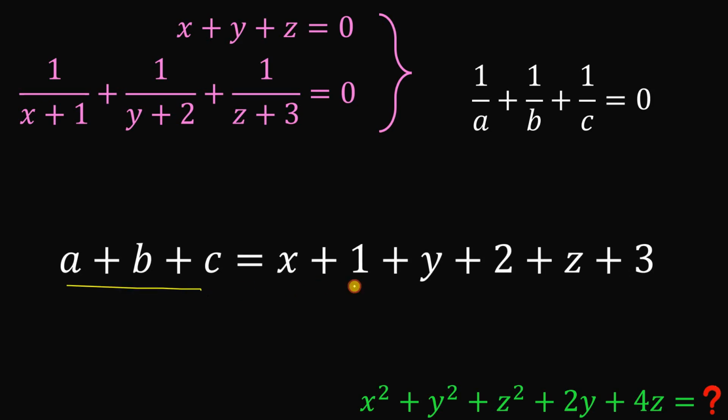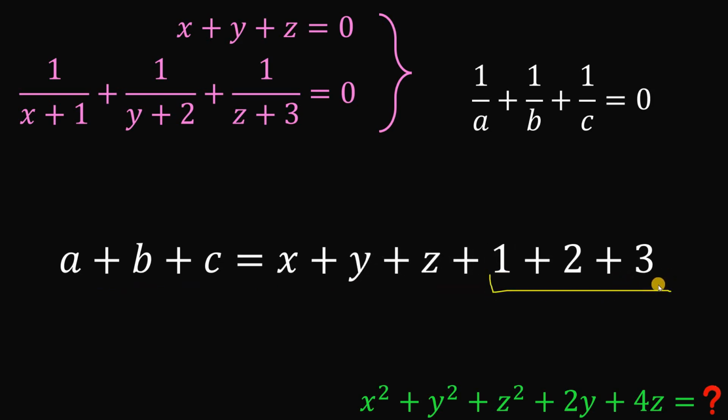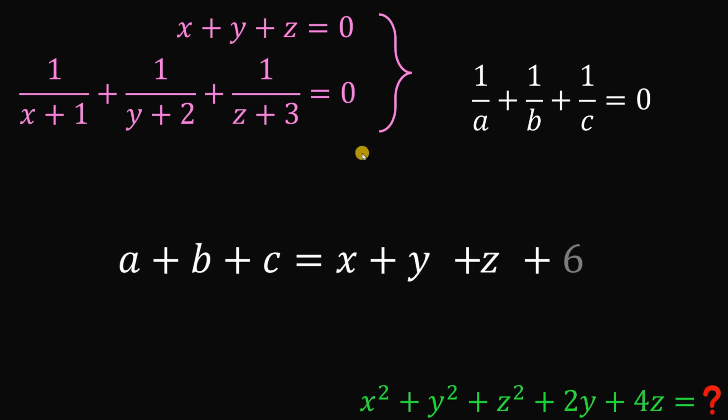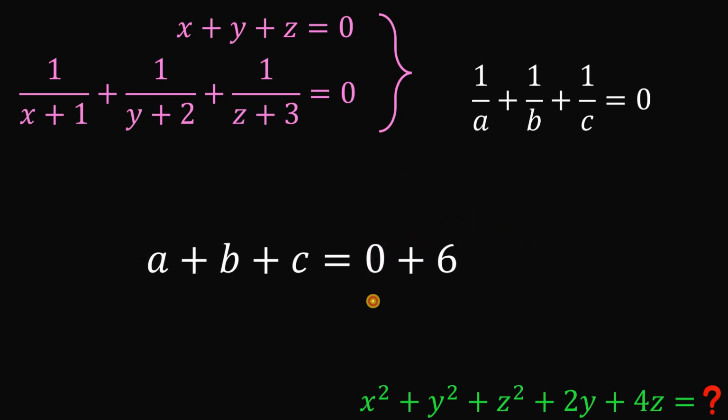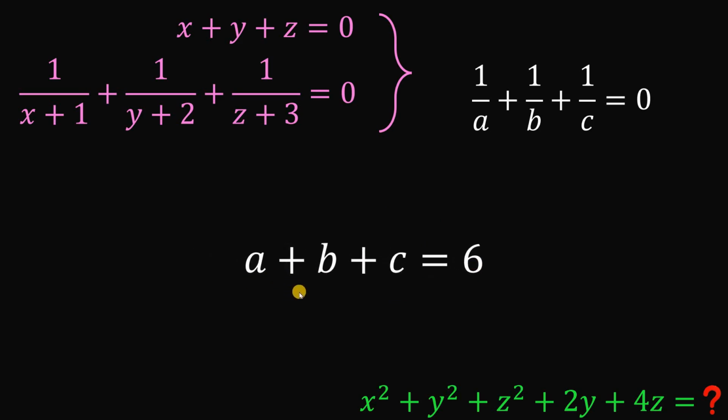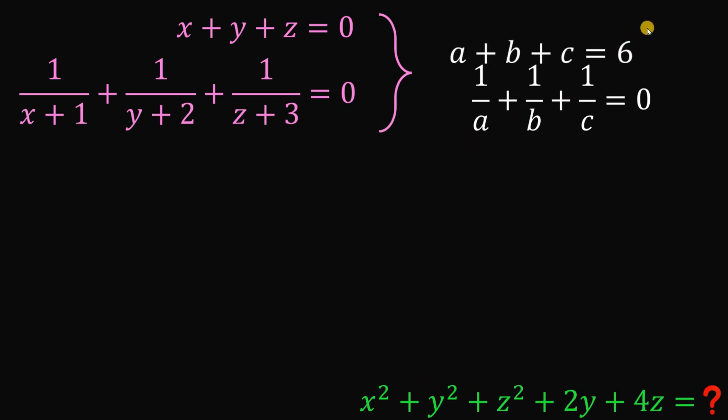So, a plus b plus c equals x plus 1 plus y plus 2 plus z plus 3. Rearrange some terms a little bit. 1 plus 2 plus 3 will give us 6. Now, it tells us that x plus y plus z equals 0, so we can replace x plus y plus z with 0 because this is given. Now 0 plus 6, of course, is 6. Now we know a plus b plus c equals 6.